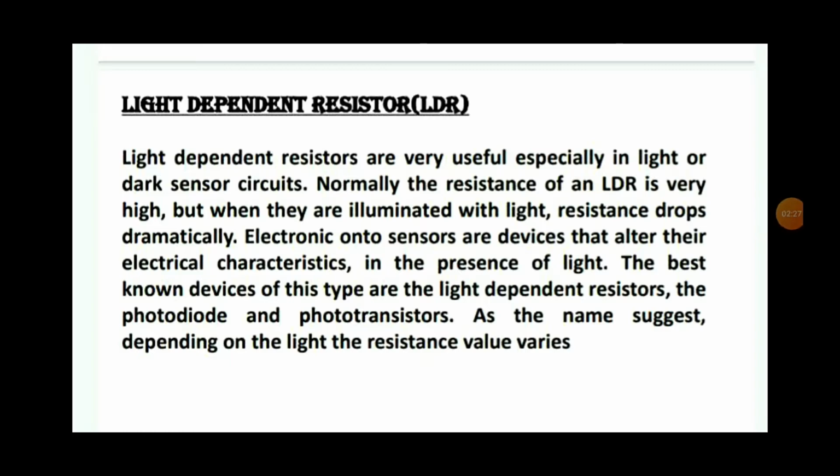LDRs, light dependent resistors, are very useful especially in light or dark sensor circuits. Normally the resistance of an LDR is very high, but when they are illuminated with light, resistance drops dramatically. Electronic sensors are devices that alter their electric characteristics in the presence of light. The best known devices of these types are the light dependent resistors, the photodiode and phototransistors. As the name suggests, the resistance value varies depending on the light.